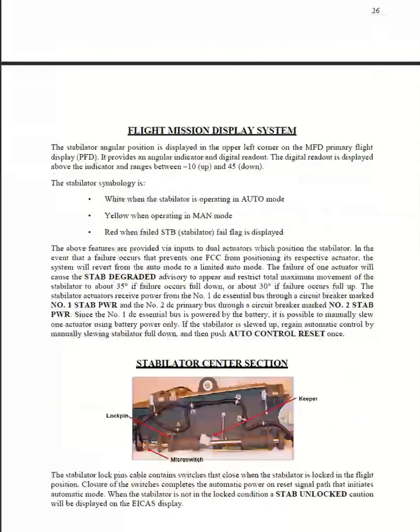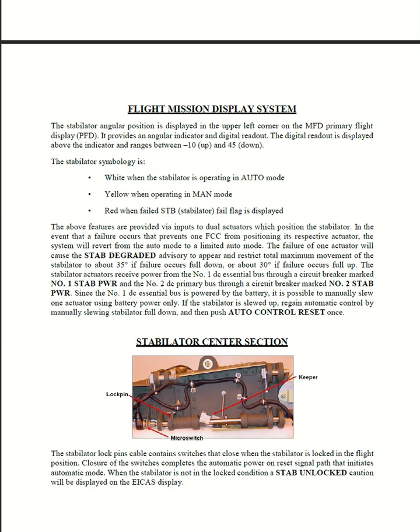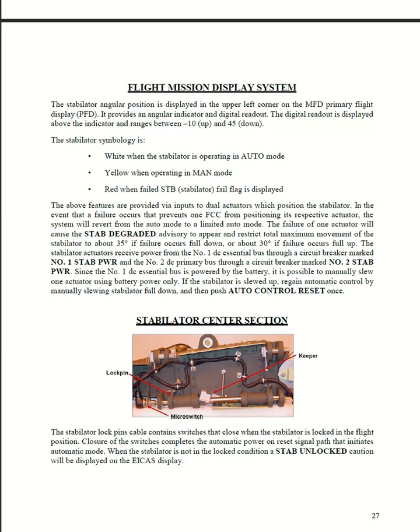Flight mission display system for the stabilator. The stabilator angular position is displayed in the upper left corner of the MFD primary flight display. It provides an angular indicator and a digital readout. The digital readout is displayed above the indicator and ranges from -10 up to 45 down. The stabilator symbology is white when the stabilator is in auto mode, yellow when in manual mode, and red when a stabilator fail has occurred.